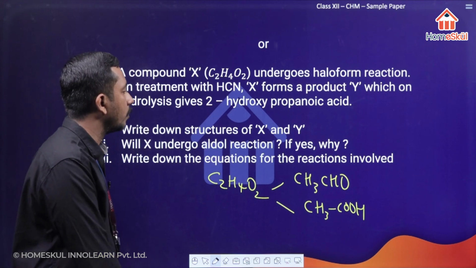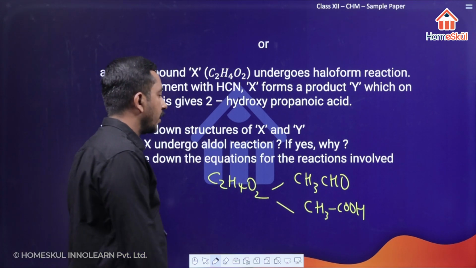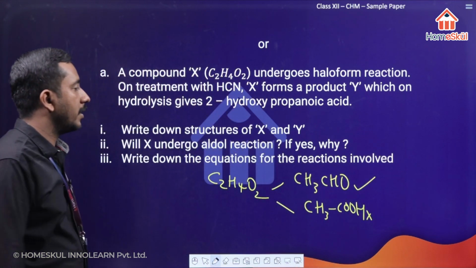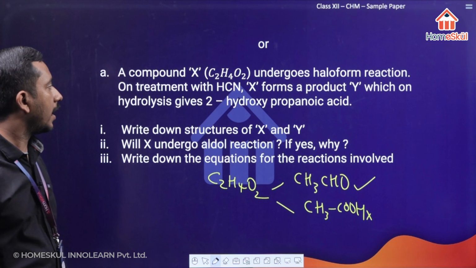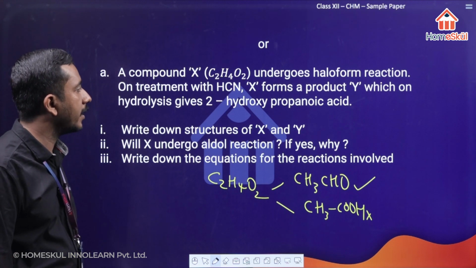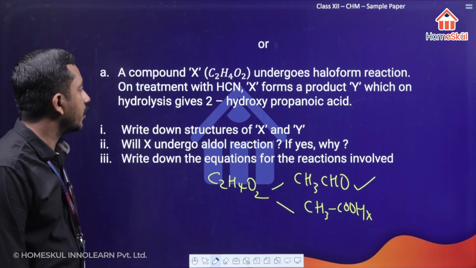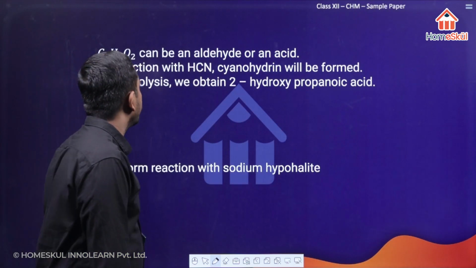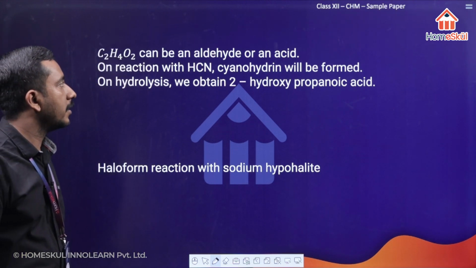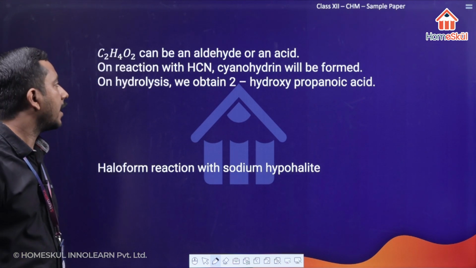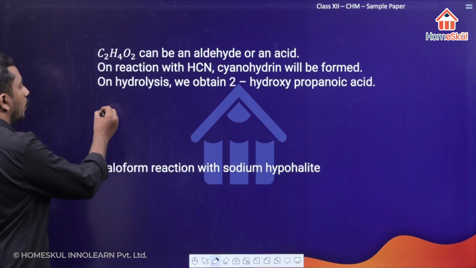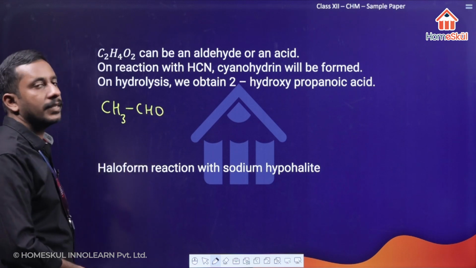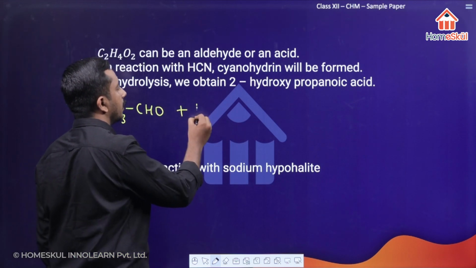If it undergoes the haloform reaction, then obviously the starting material would not be a carboxylic acid, it will be an aldehyde. So the starting material is ethanaldehyde. First we will write the reaction of ethanaldehyde with hydrogen cyanide, and then its hydrolysis will give you 2-hydroxypropanoic acid. So C2H4O2 can either be an acid or an aldehyde, and we have confirmed that it is an aldehyde. So we'll be taking the aldehyde, which is CH3CHO. The first reaction is its reaction with hydrogen cyanide, HCN.